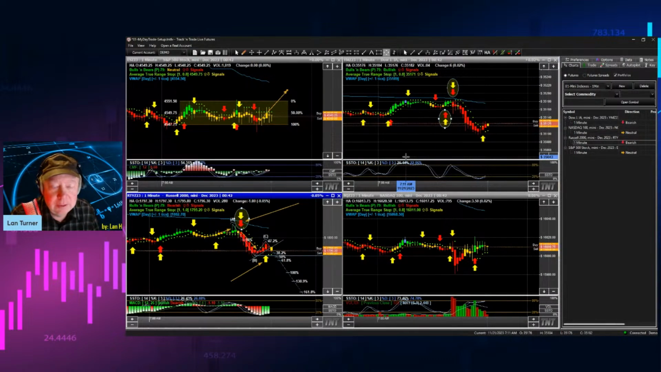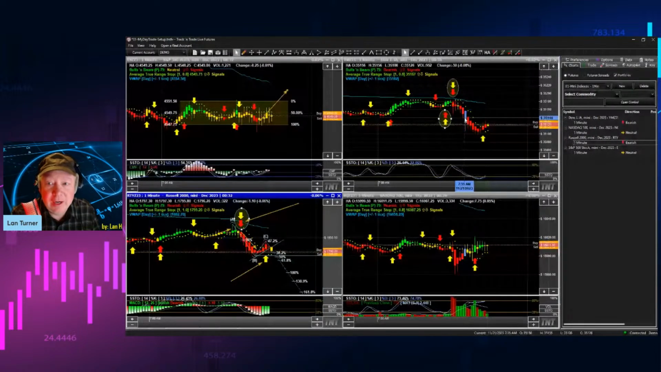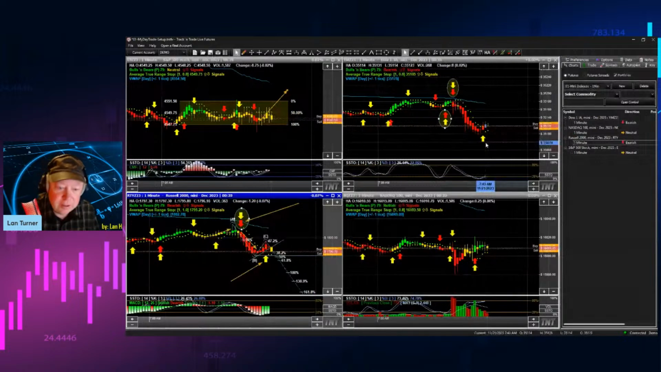The red arrow tells us the trend direction. The yellow arrow does not tell us the trend direction. The red arrow tells us the trend direction. The yellow arrow gives us the entry, okay? And all it's doing is it's telling us when we're crossing that average true range.